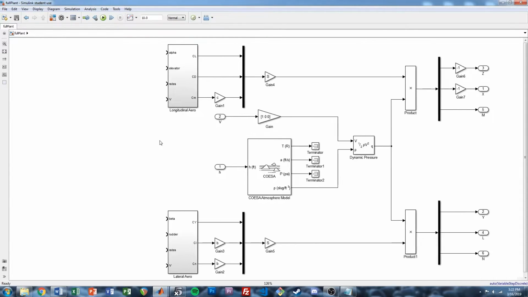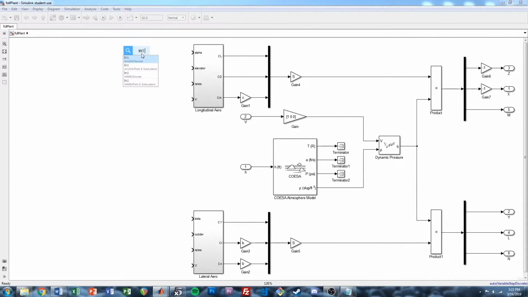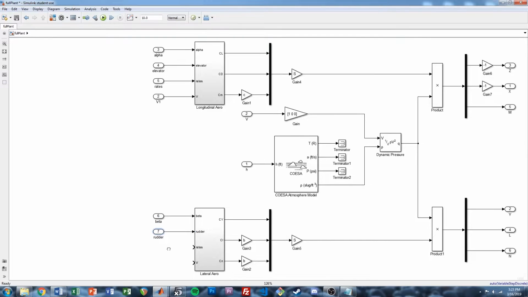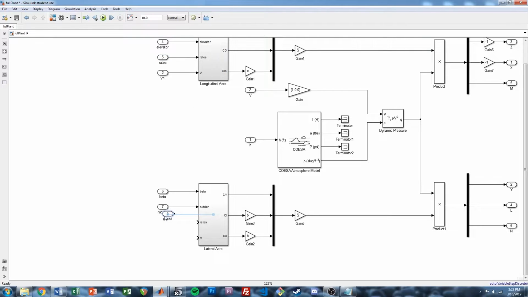So I'm just going to, oh, we also need to create our inputs again. So we know we're going to have, let's see, angle of attack, elevator, our rates, and we already have an input for the velocity, so I'm just going to go ahead and duplicate that input here. We're going to have an input for beta, the rudder, we already have a rates input, so I'm going to duplicate that, and we already have a velocity input. I'm going to duplicate that as well.